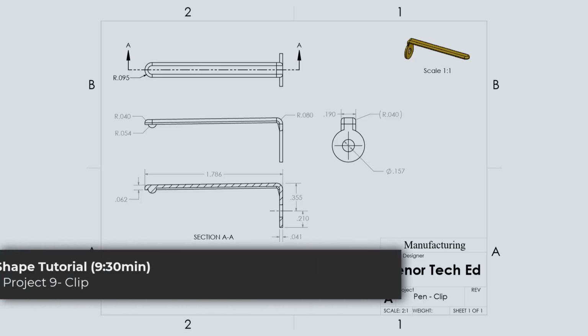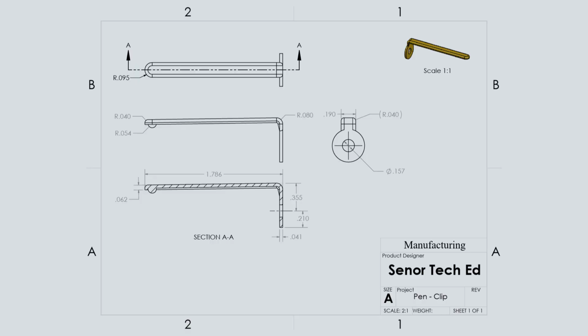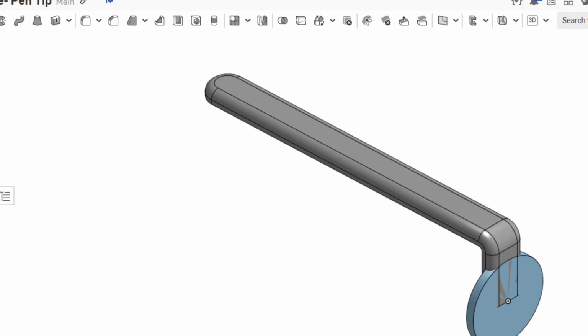This is the 9th OnShape tutorial for the pen project. In this tutorial, we're going to get started with the clip. We're going to break this clip up into 2 video segments because there's quite a bit of detail to how we create this geometry. It's more than just a simple revolve like we've done in a lot of the other parts. So let's go ahead and get started.